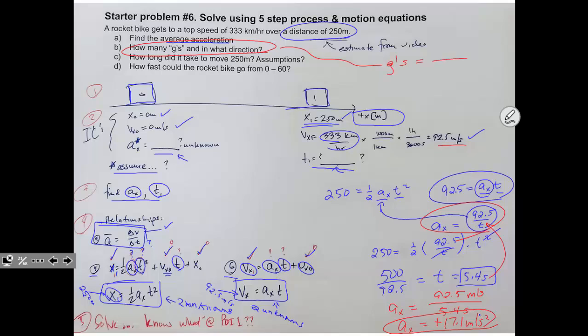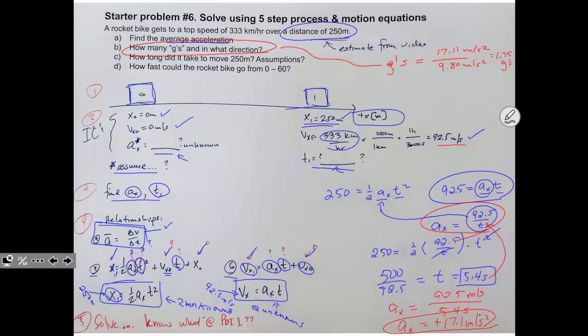It asks another question here. How fast could the bike go from 0 to 60? Well, I think now we could use this equation to answer that, because now we know what the acceleration is. We know our change of velocity is 0 to 60 miles per hour. We want to convert to meters per second, and then we can just solve for time. So I could rewrite this equation.